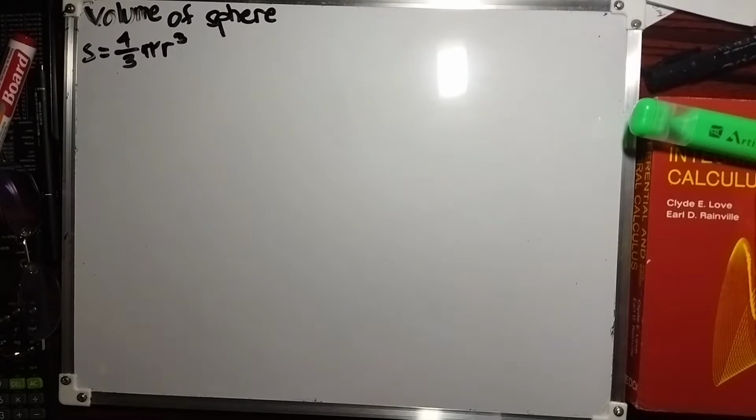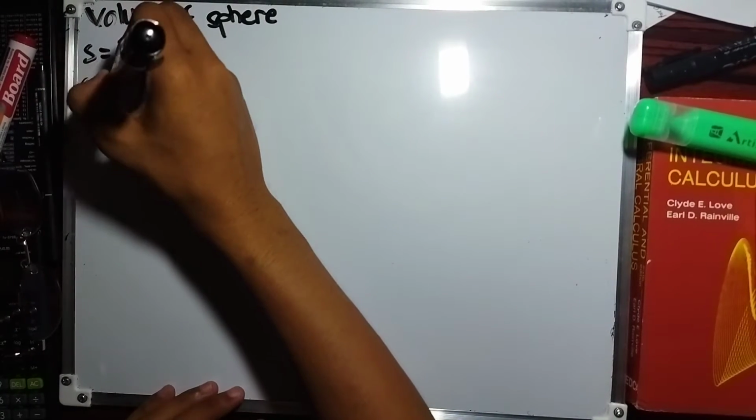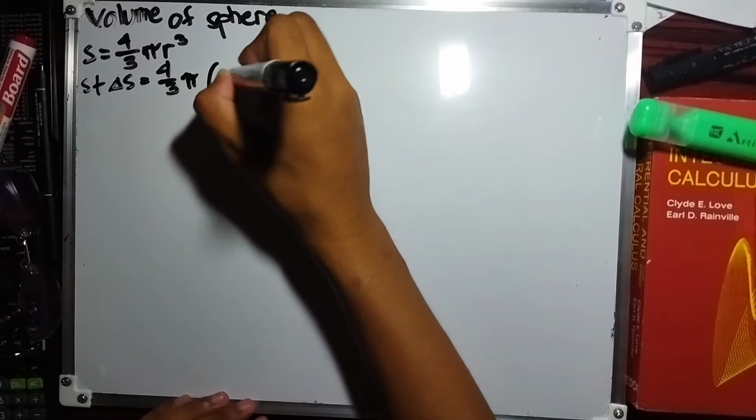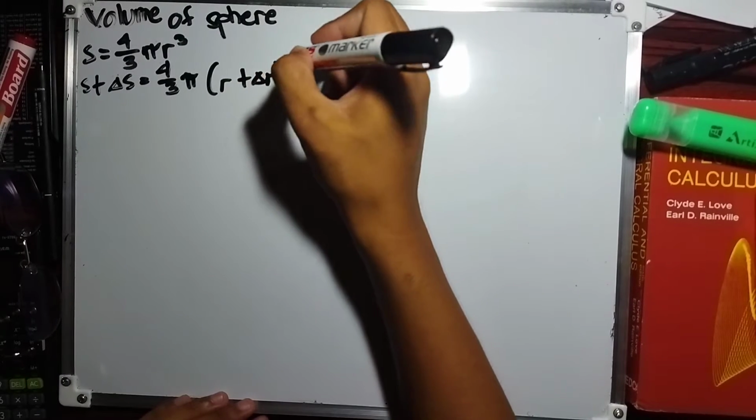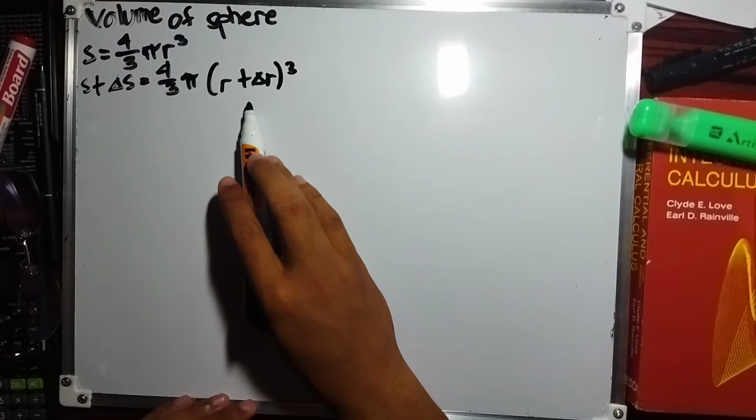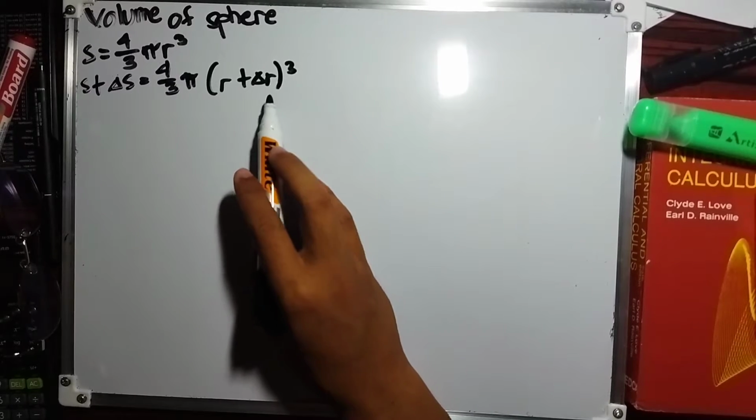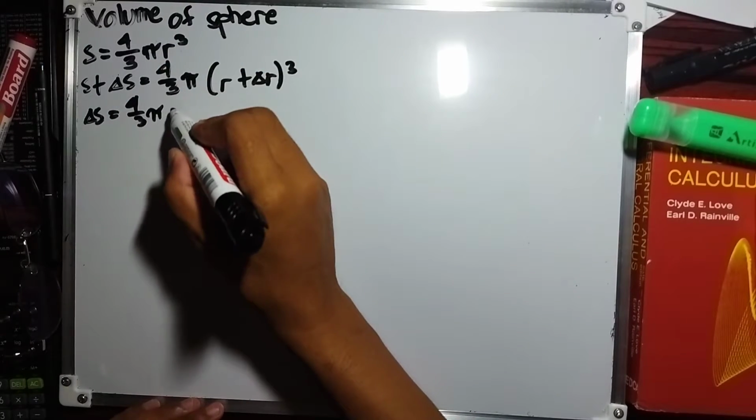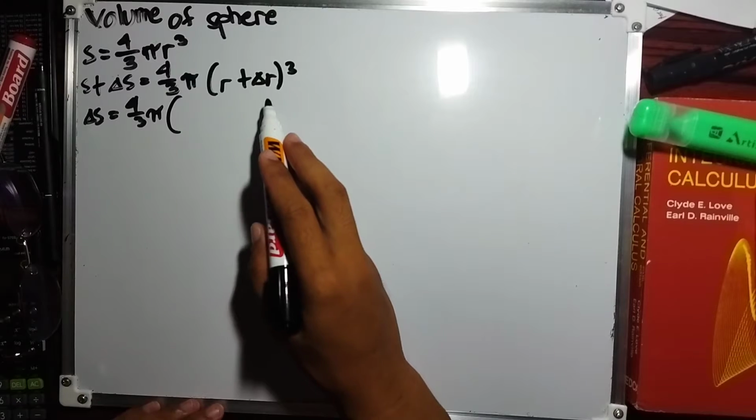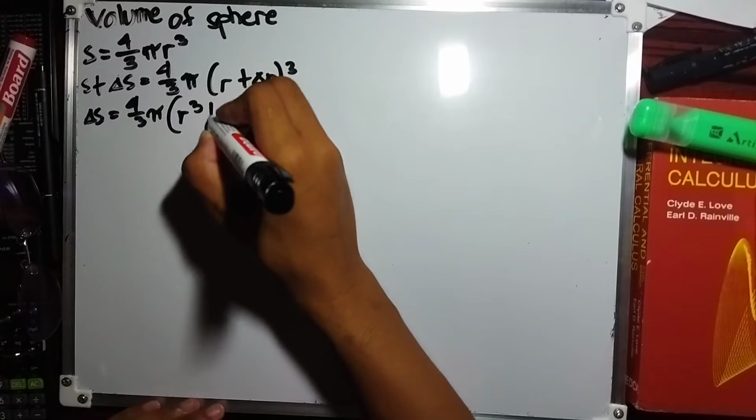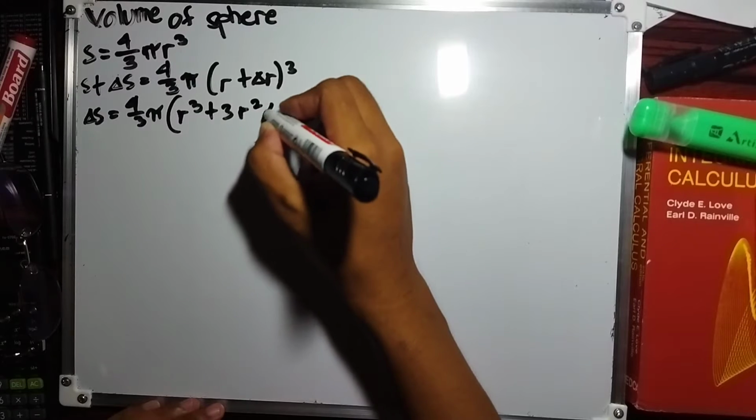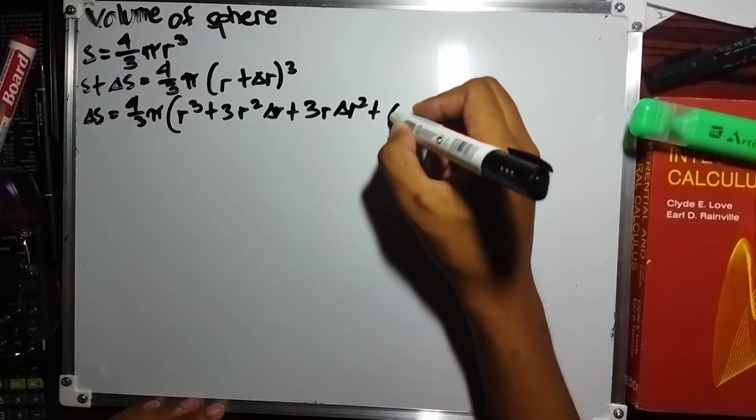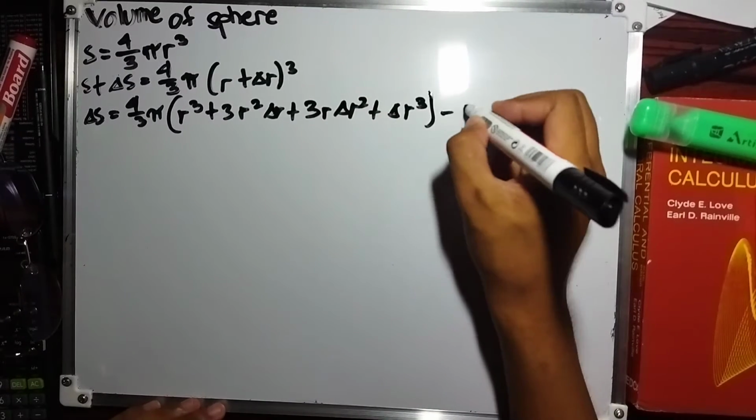So it would become S plus delta S is equal to 4 over 3 pi times (R plus delta R) cubed. So you could use the Pascal's triangle to simplify this parentheses. So it would become delta S is equal to 4 over 3 pi, Pascal's triangle of (R plus delta R) cubed will be R cubed plus 3R squared delta R plus 3R delta R squared plus delta R cubed, minus S.